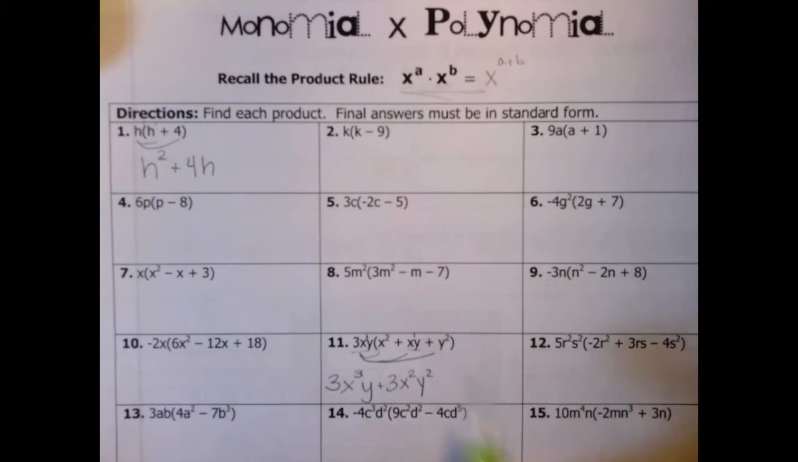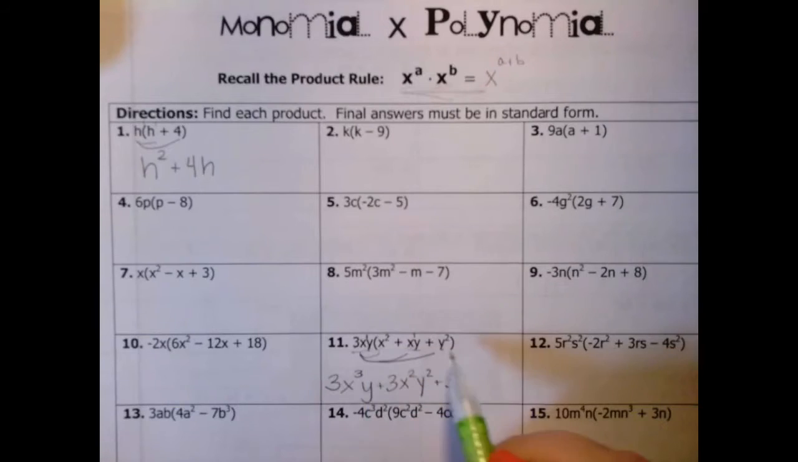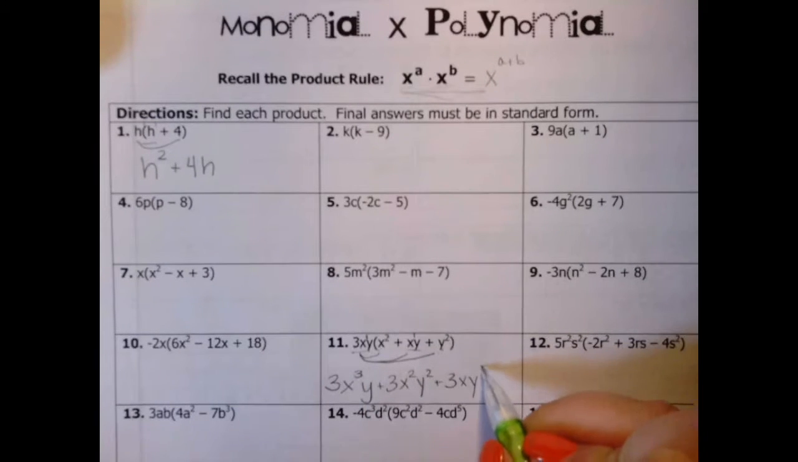Then I'm going to go on to that third term inside the parentheses, so 3xy times y squared. Can't do anything with the 3. Can't do anything with the x. And then I have y times y squared, so keep my base, add my exponents, 2 plus 1 makes that 3.